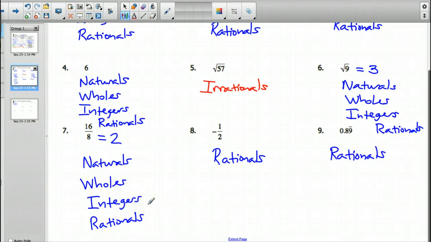Okay, so that's all this video is going to be over. We're just talking about how to classify numbers into the different sets.